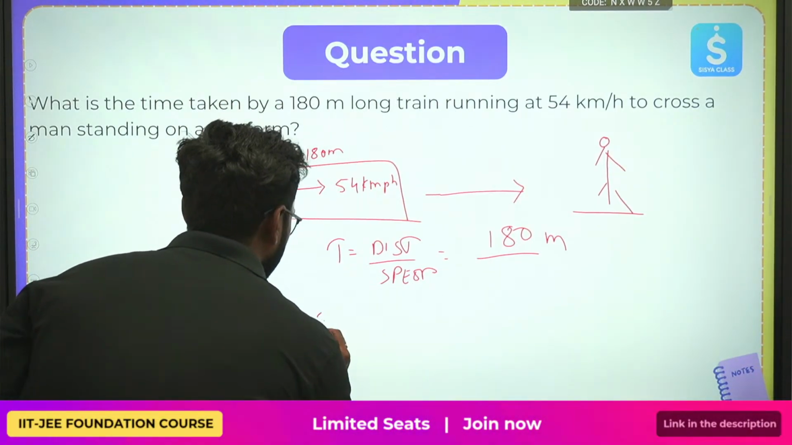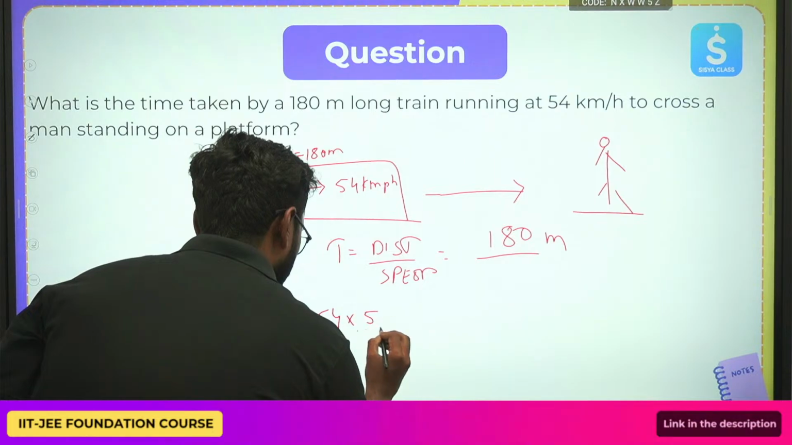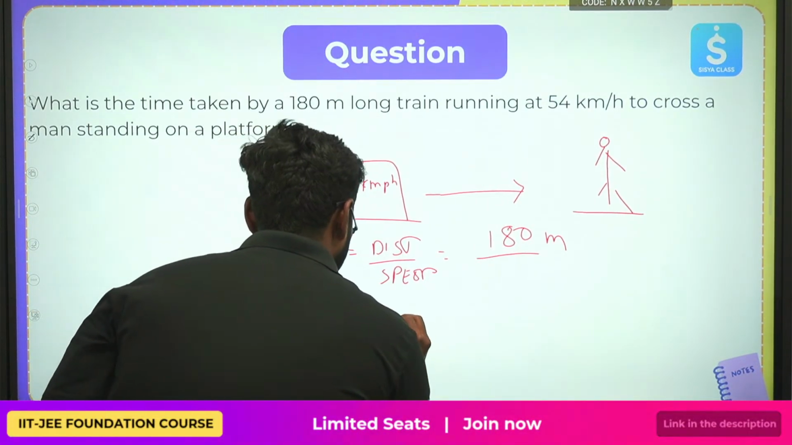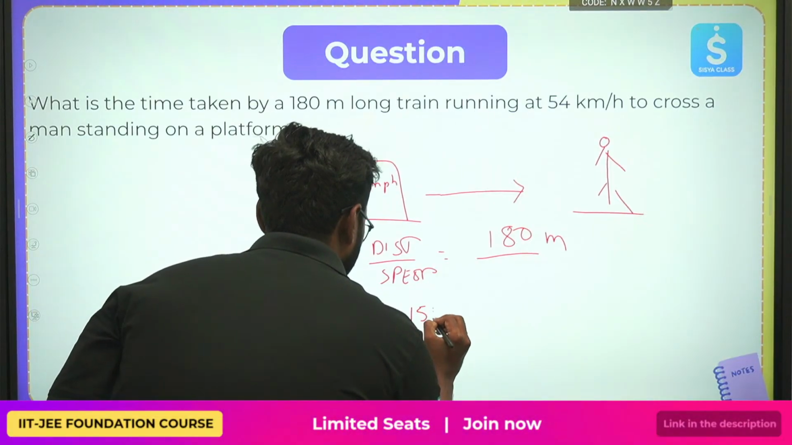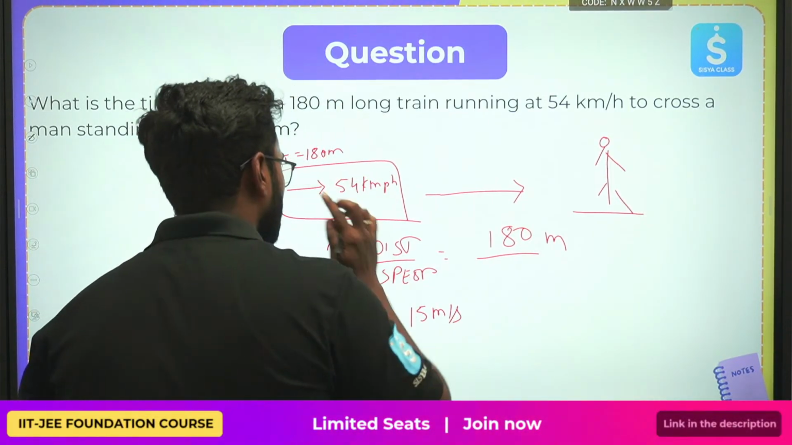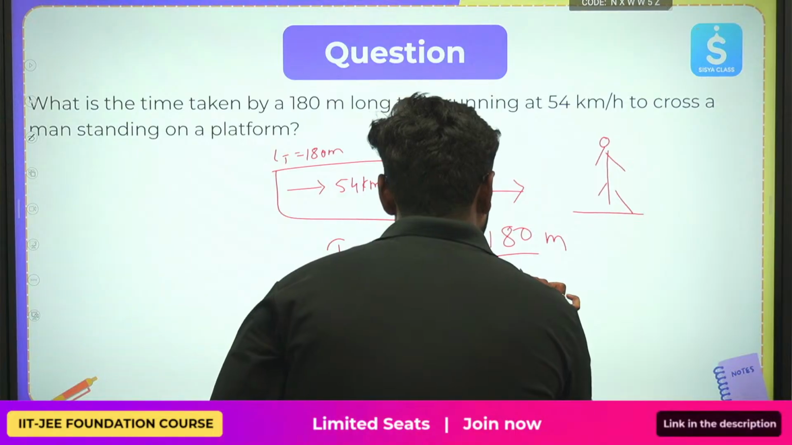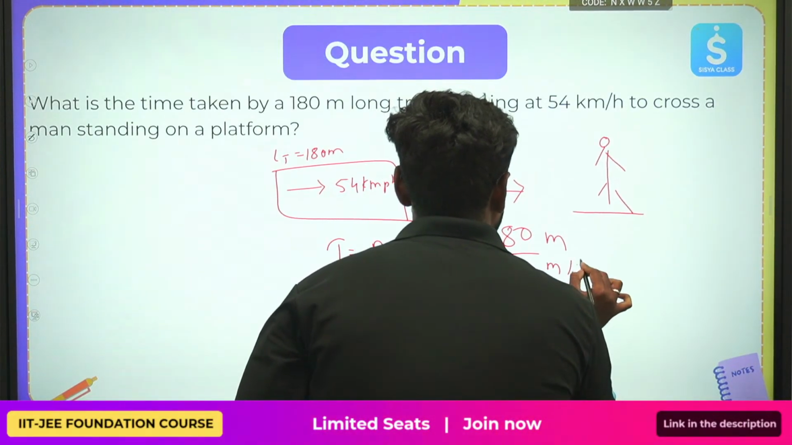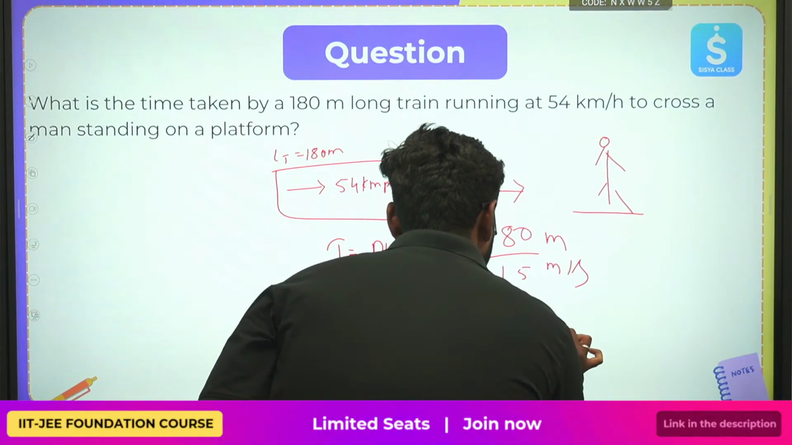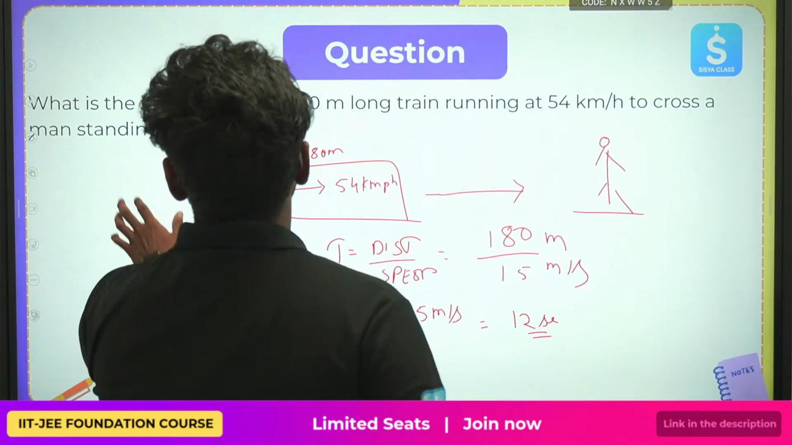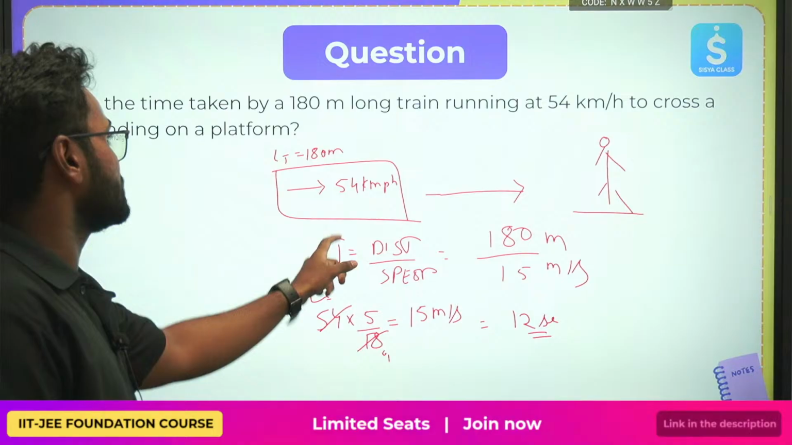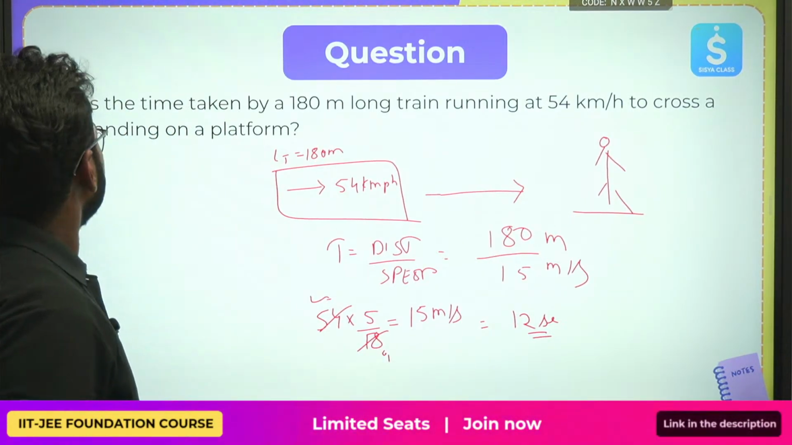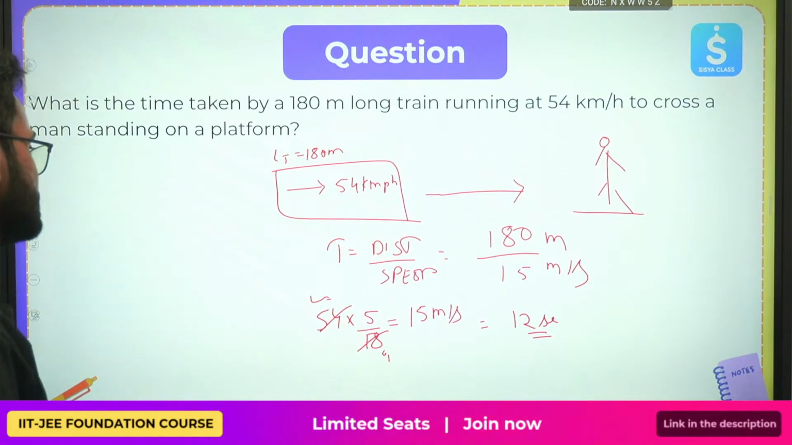You can convert this. 54 into 5 by 18. Okay, 9, 27. This should be 15. So time taken would be 180 upon 15, which is speed, distance, meter per second. So this would be 12 seconds. So this is the time taken for this train to cross this man, right? This is basically the length of the train we are considering in this case.